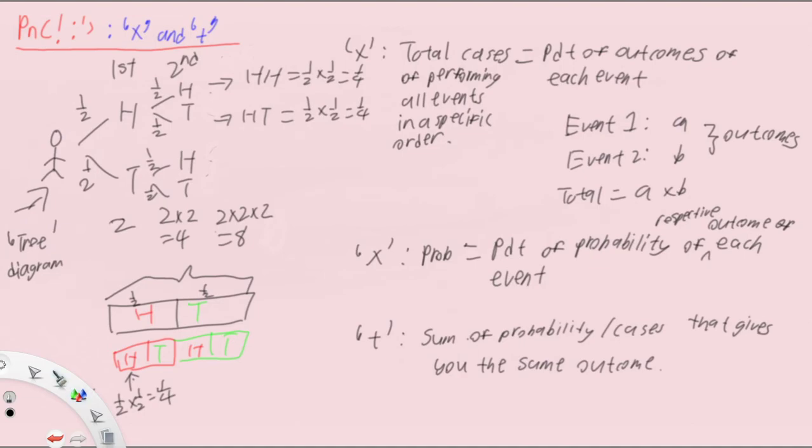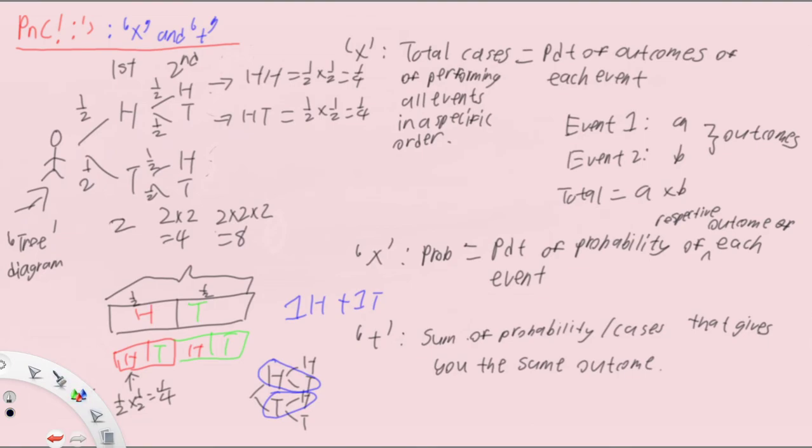Let's say we just redraw the tree diagram. So we have head, tail, head, tail, head, tail. Let's say you want to find the probability of one head and one tail. You notice that there are two ways to go about it: getting head and then tail, or getting tail and then head. And because there are two ways, we need to sum these two ways together.